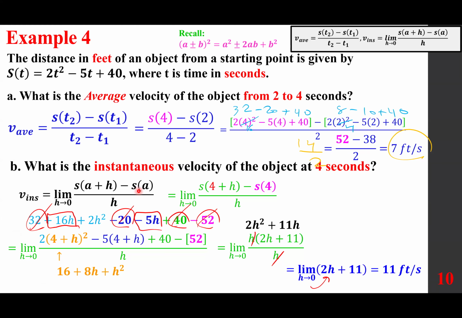So, when you're given 2 points in time, you're interested in average velocity. When you're given 1 point in time, you're interested in instantaneous velocity.